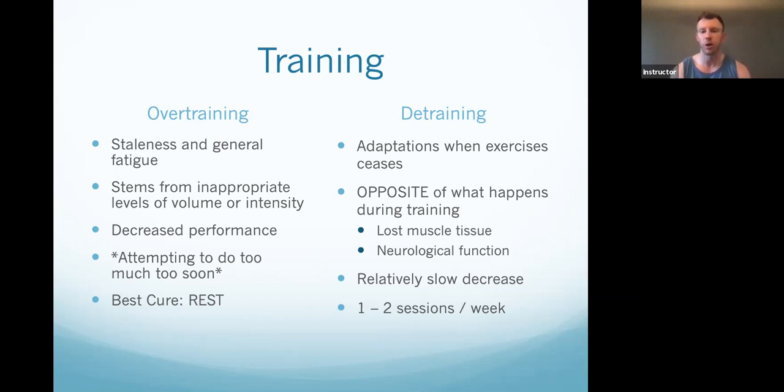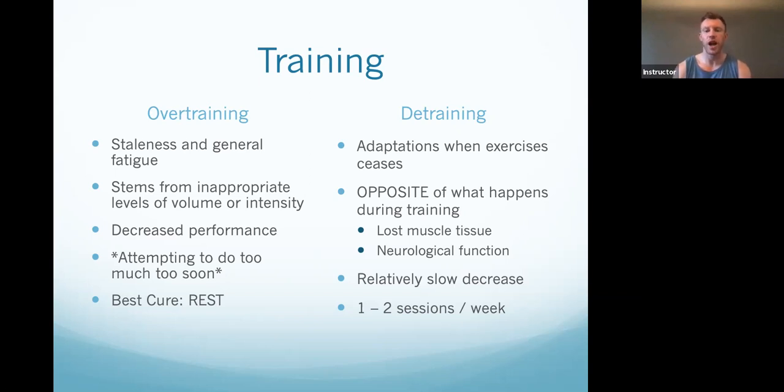Recovery is a huge component of training. Some people think I've got to train 7 days a week to get the gains that I want. Where in reality, if you train hard 3 days a week, but you're resting and recovering properly the other 4, that might actually be more beneficial to you, because the body needs to rebuild and be ready for the next training day.